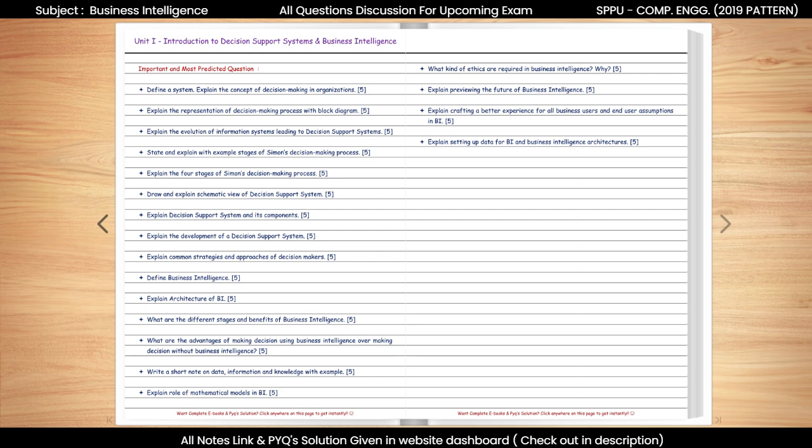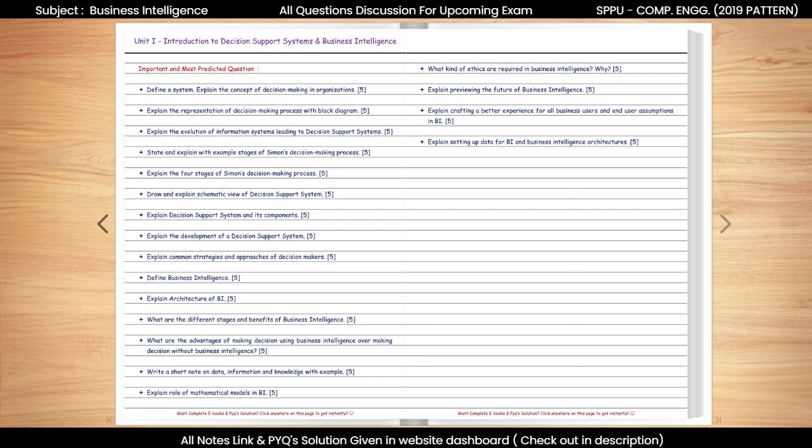Now, let us move on to our next important topic, data, information and knowledge. From this topic, we can expect questions such as, write a short note on data, information and knowledge with example. Data consists of raw facts, information is processed data with meaning, and knowledge is understanding gained from information. For example, sales numbers are data, sales reports are information, and knowing which product sells best is knowledge.